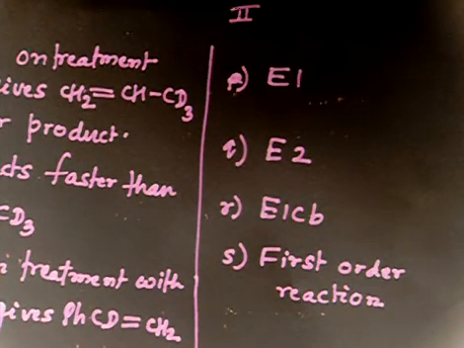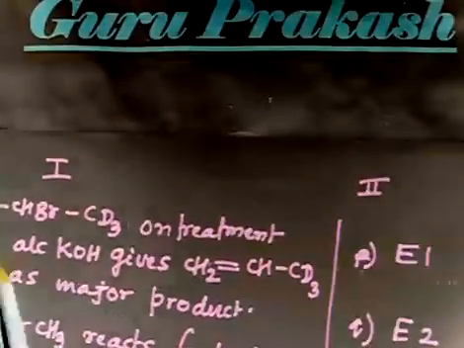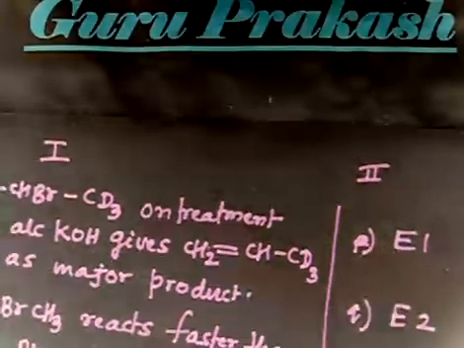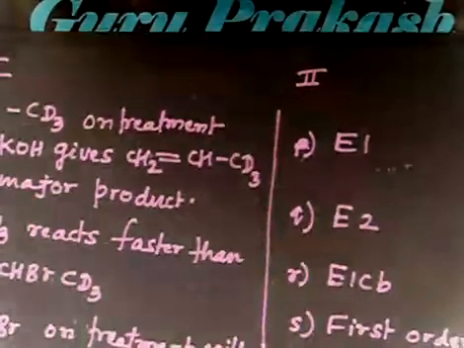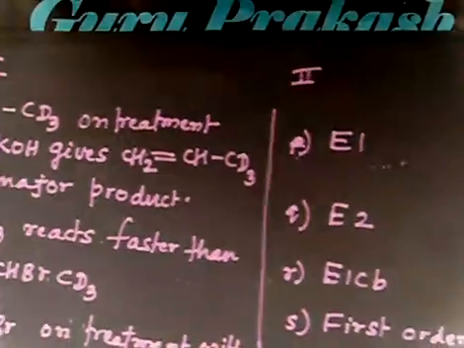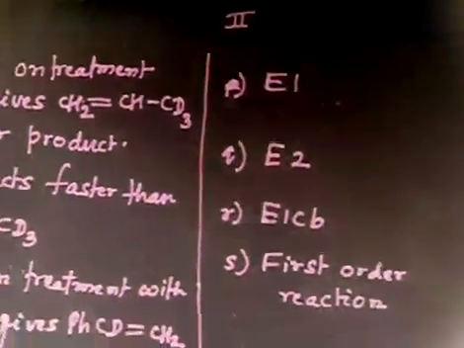So you have to match the entry of column 1 to entry of column 2. Not necessarily each element has to be matched. You can have more than one entries for one column. So like for A, you can have possibility either P, Q, you can have possibility Q, R, even you can have P, Q, R, S, all 4 possibility. So you have to decide yourself.